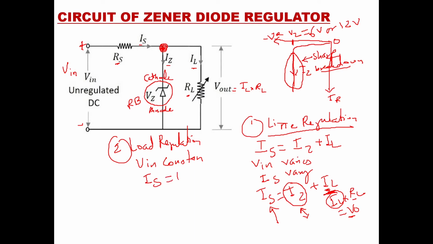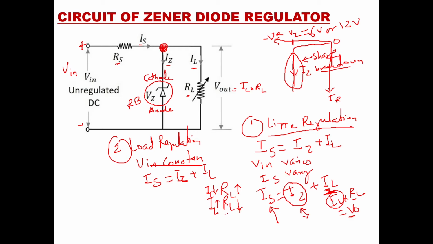And we know that Is is equal to IZ plus IL. Now here, if the load varies, if RL becomes less, then IL will increase. Or if RL becomes more, IL will decrease. So IL, that is the current through the load, will vary according to variation in the load.